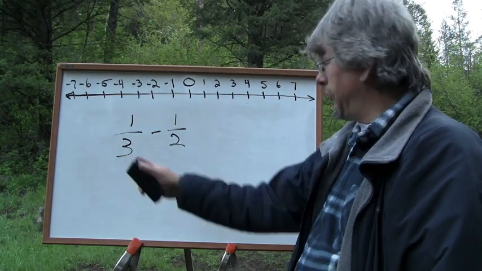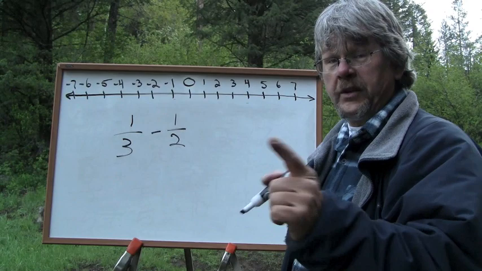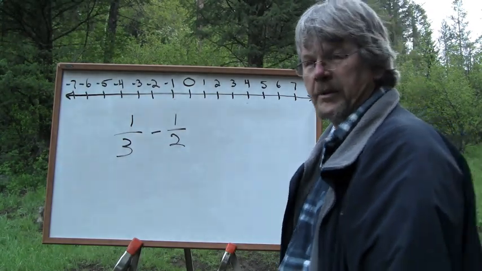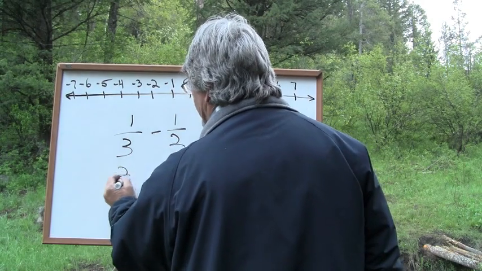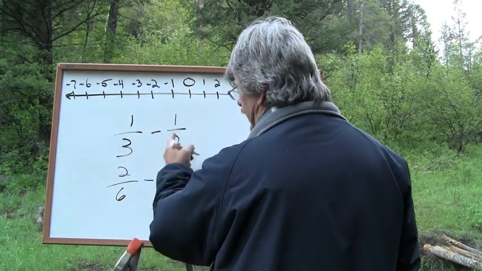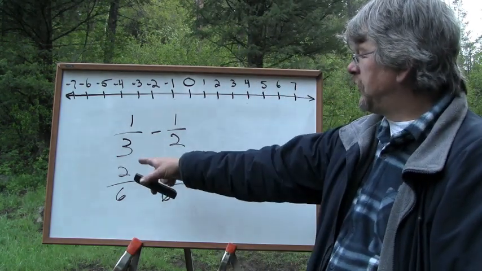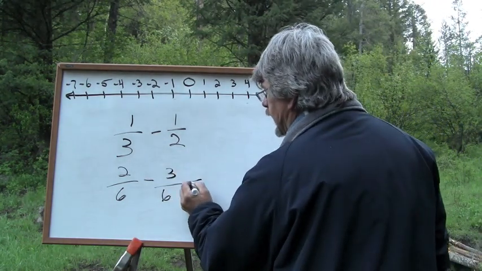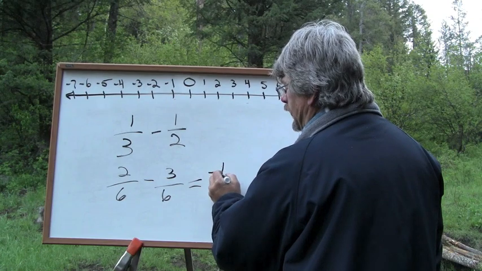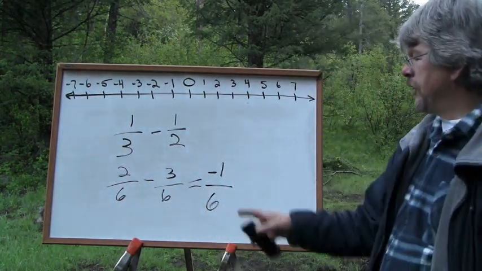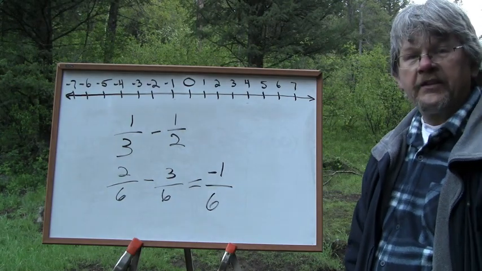We're going to subtract. First, what's the first thing with addition and subtraction? You know this by now. We have to have a common denominator, right? So this is going to be 2/6 subtract 3/6. And you can see 2 minus 3 equals negative 1. And then you bring your denominator over so that you're at negative 1/6.